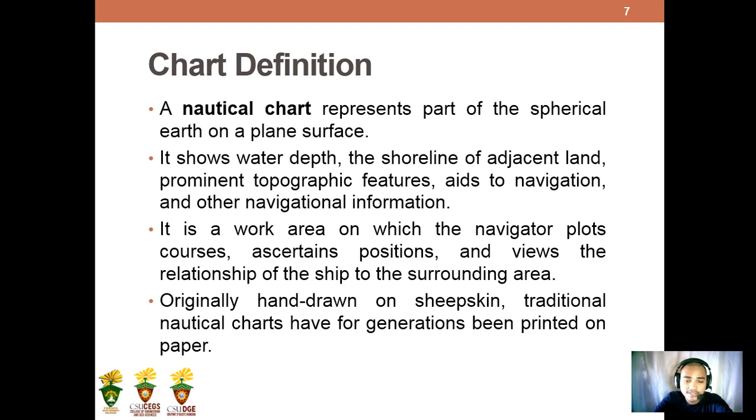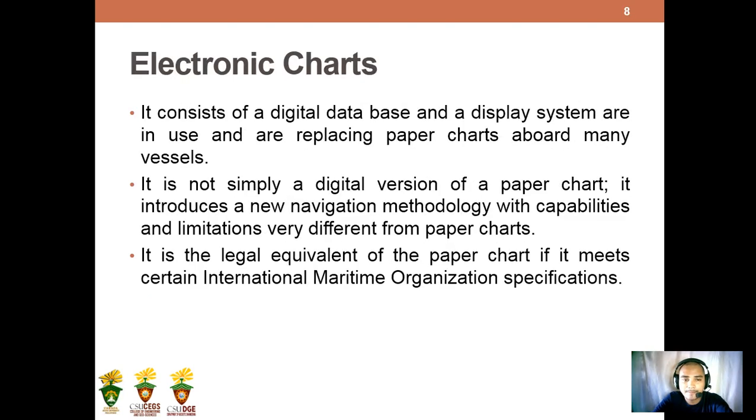A chart was originally hand-drawn on a sheepskin. Traditional nautical charts have for generations been printed on paper. As with maps before, nautical charts were printed on sheepskin or other parts of animal skin. There was no paper before, so they printed on animal skin. But in due time, it was transferred to paper and printed commercially. So we also have electronic charts. An electronic chart consists of a digital database and display system in use, and is replacing paper charts aboard many vessels.